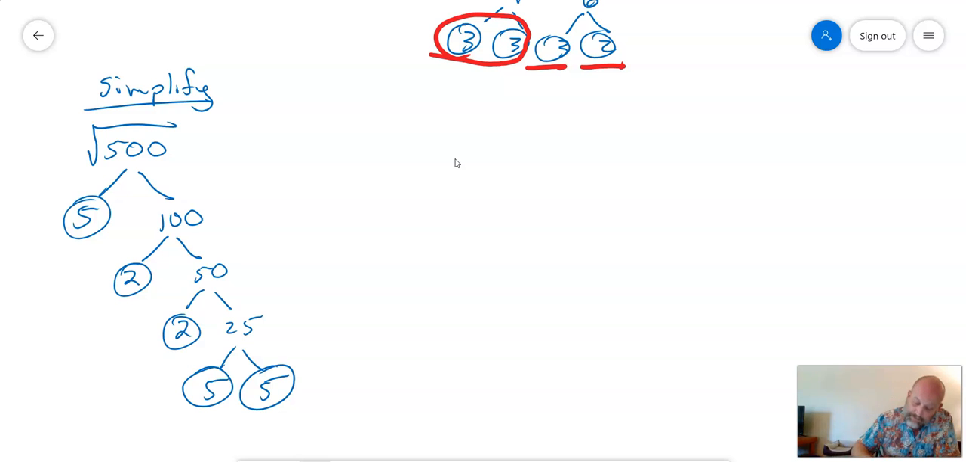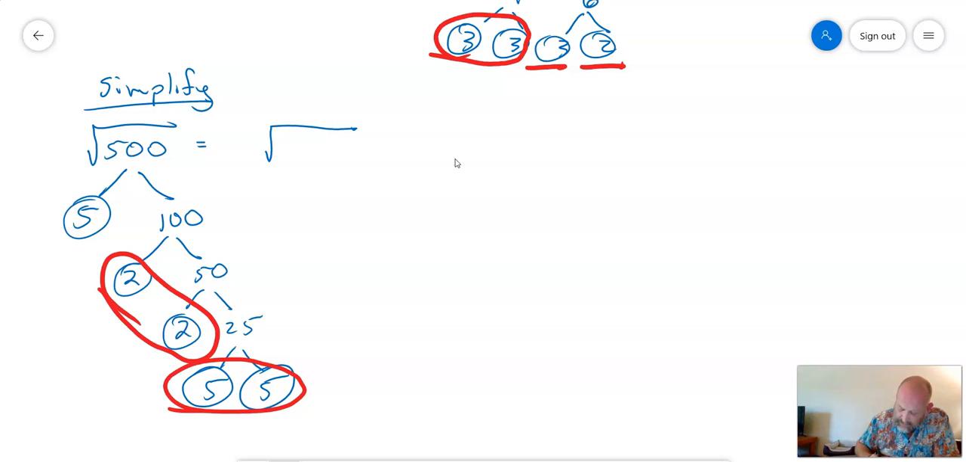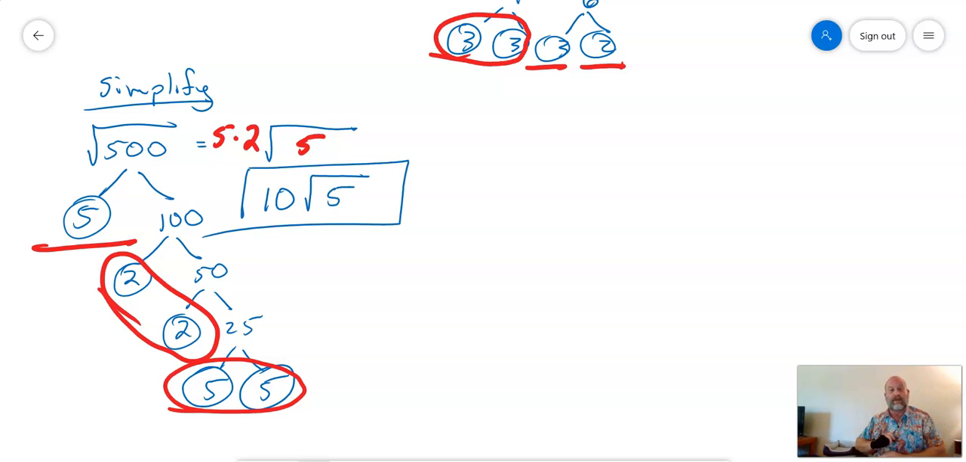All right, so if we're going to simplify this, what we need is to figure out what pairs I have. So let's take a look here. I have a pair of 5s and I have a pair of 2s. So that means a 5 comes out and a 2 comes out. And then I'm left with this 5 all by his lonesome. Right? So if I multiply all of that out, I end up with 5 times 2 is 10. And then root 5 has nothing to multiply. So this ends up being 10 root 5. Right? And so we've just simplified this.